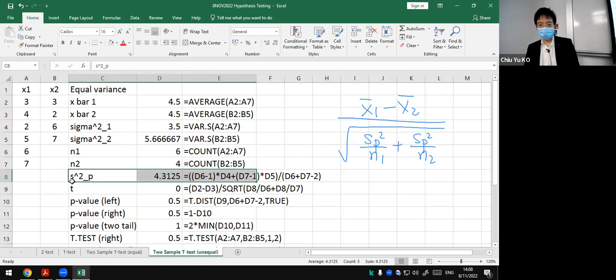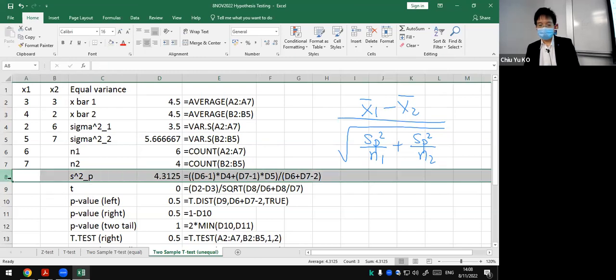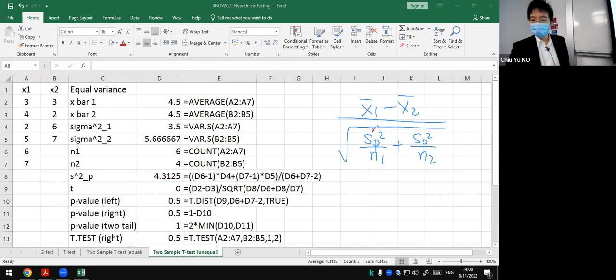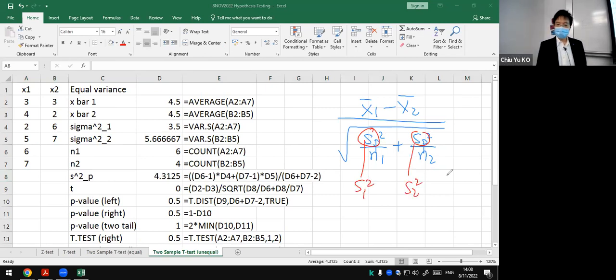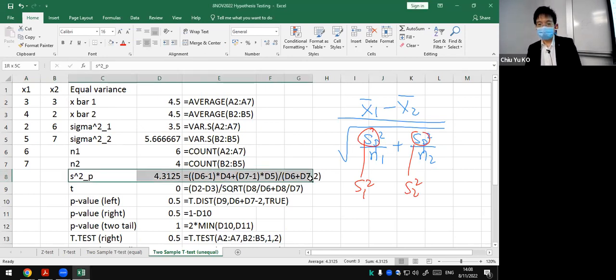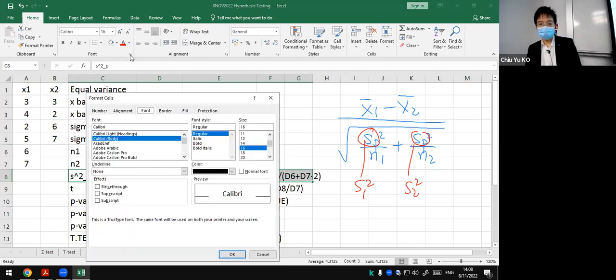This is not relevant at all. Okay, so we don't need this guy. We don't need this guy. The reason is when you have unequal, no SP. This one is S1 squared, this is S2 squared, right? So we really don't need that particular guy. Okay, so this guy is not needed, so I just strike through. Okay, we don't need this one.